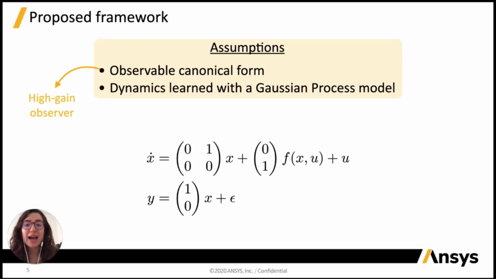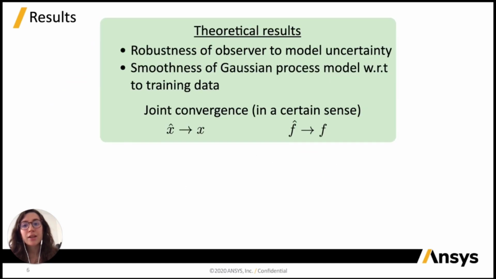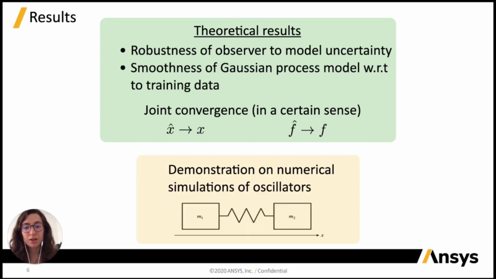So we build a high-gain observer, which reconstitutes the full state from our measurements, and we'll learn a discrete dynamics model of the nonlinearity with a Gaussian process. Now, thanks to the robustness of the high-gain observer to model uncertainty, and to the smoothness of the Gaussian process model with respect to its data, we can show, in a certain sense, that we have joint convergence of both the estimated state to the true state and the estimated dynamics model to a true dynamics function. And we demonstrate this on numerical simulations.